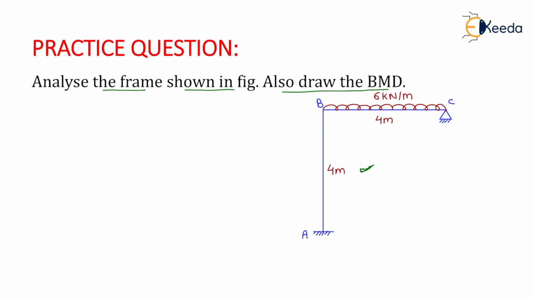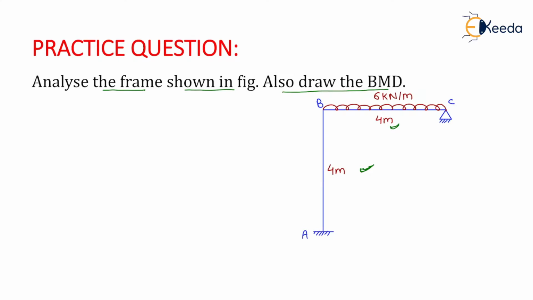Now support A is fixed, C is hinge. Span BC will carry a uniformly distributed load of intensity 6 kN per meter having a span length of 4 meter, which is shown here, and span length of AB is 4 meter, which does not carry any external loading.